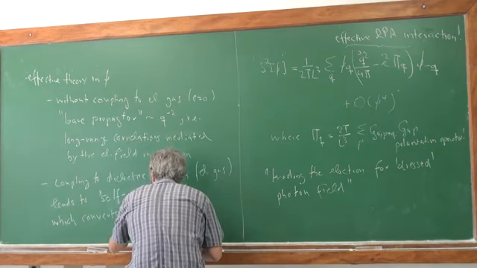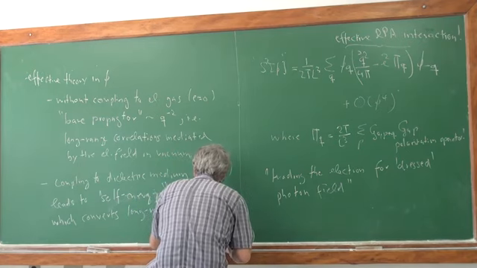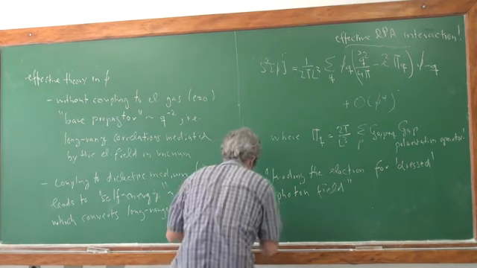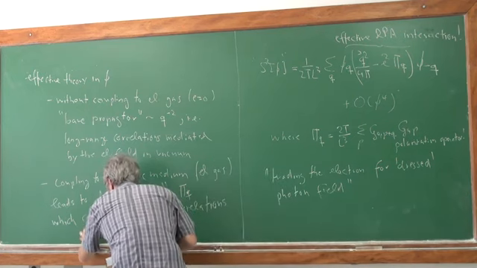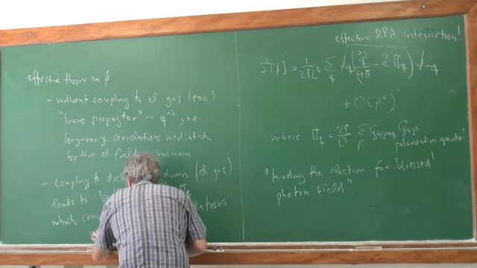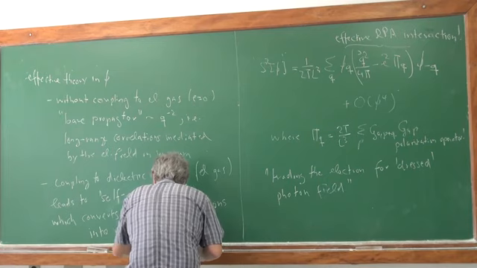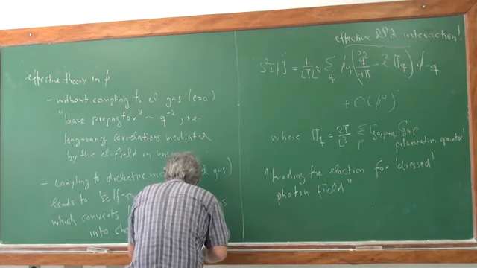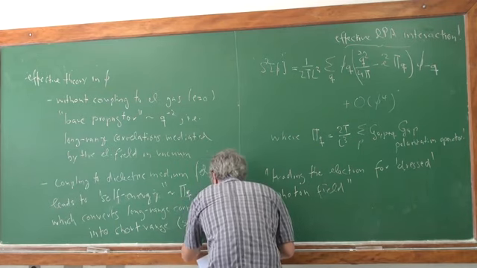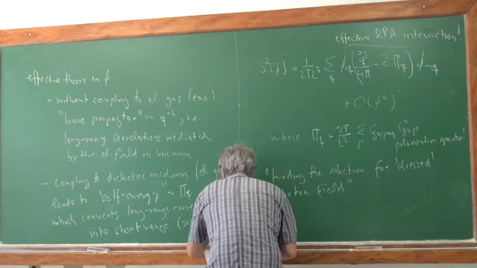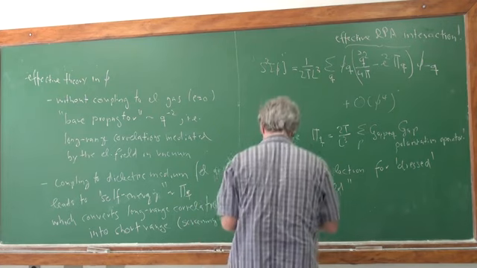and physically it is the simple Thomas-Fermi screening, which converts long range correlations into short range. And physically, we understood that this is just a screening of charges, which is the polarizability of the electron gas. Okay?